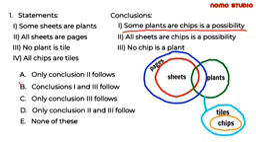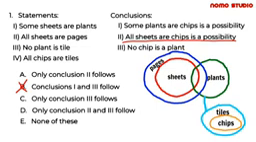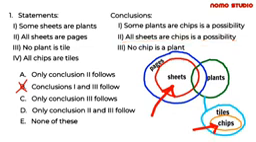So let's eliminate choice B. Next we have conclusion 2. Is there any possibility that all sheets are chips? No, there is no possibility that all the sheets are chips. Refer back to the figure. Sheets are very far from these chips here. So meaning, choices with conclusion 2 are eliminated. We are left with choices C and E.